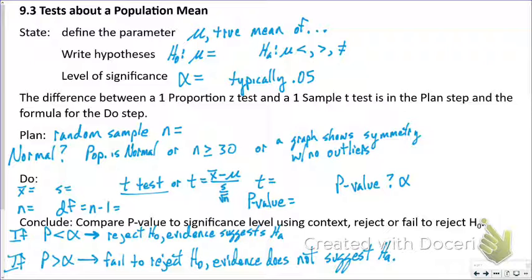All right, in the next video, we will actually do a t-test, but ultimately, these are the steps to do a t-test. A one-sample hypothesis test for a mean.